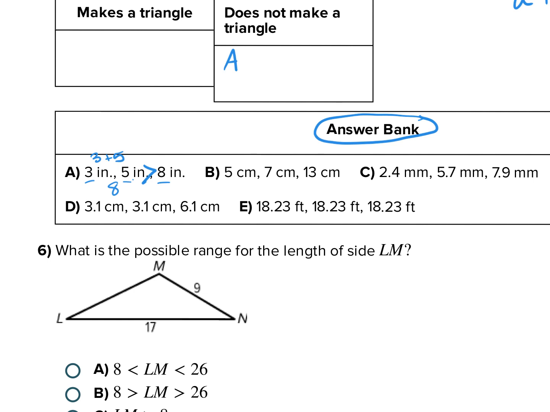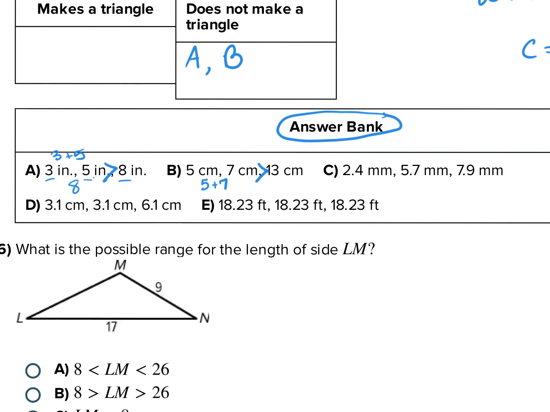The 2 smaller sides, when you add them together, must be greater than the longest side, okay? So B, we have 5, 7, and 13. 13 is the largest, so that means 5 plus 7 has to be more than 13, and it's not. 5 plus 7, when we add it, we get 12. So option B also does not form a triangle because 12 is not greater than 13.